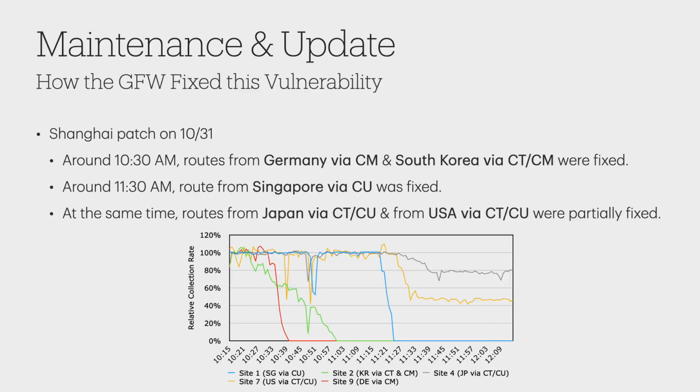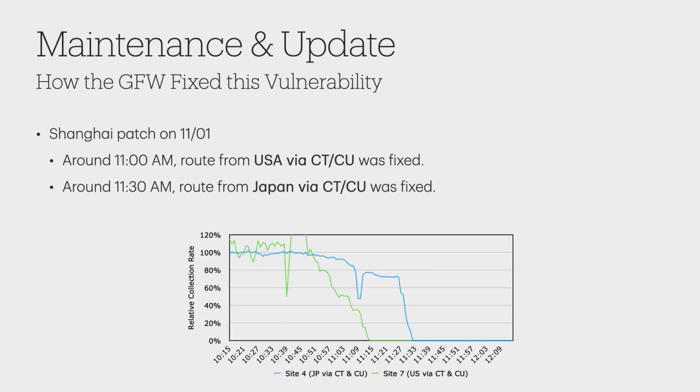On October 31st, the nodes in Shanghai were also patched in 2 steps. Around 10:30 a.m., 2 observation sites stopped working. About 1 hour later, another one stopped working while 2 lost a portion of rates. On November 1st, remaining nodes in Shanghai were fixed, eliminating this vulnerability. The last 2 observation sites stopped working before noon.